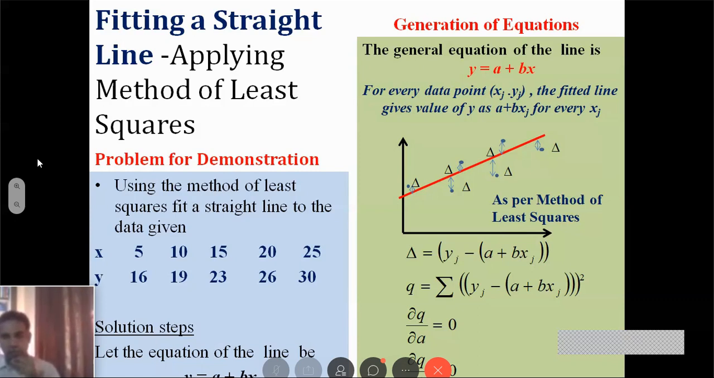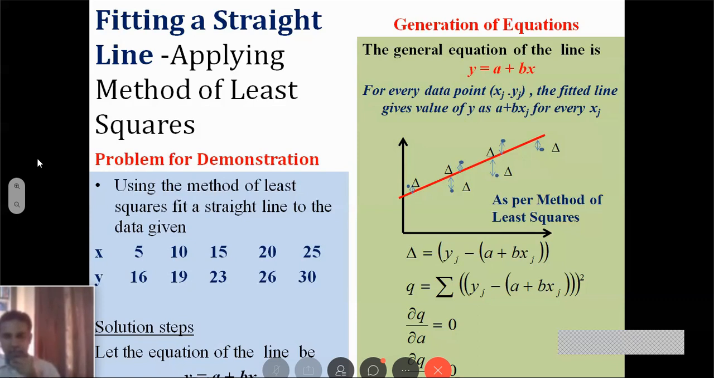The problem that I've given for the discussion today is: I got 5 data points. The x has values 5, 10, 15, 20, and 25. Y has values 16, 19, 23, 26, and 30. Now, you're asked to fit a straight line. So you're trying to see how we shall adopt the best straight line fit for you. Everyone understands it by this time.